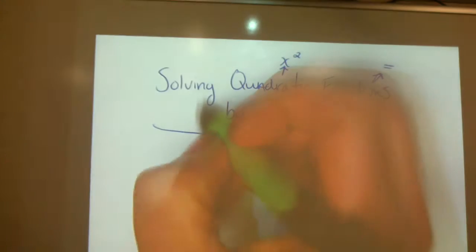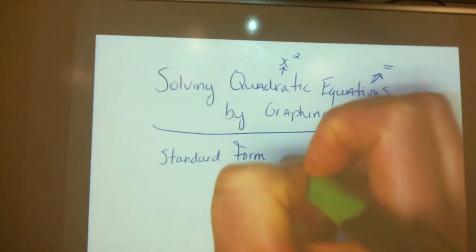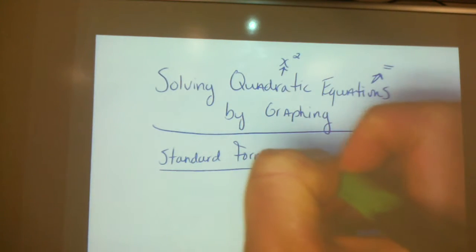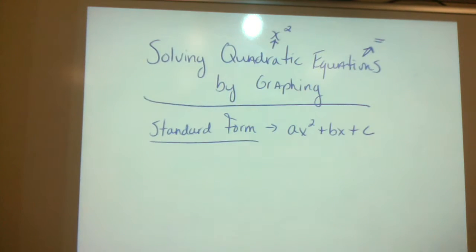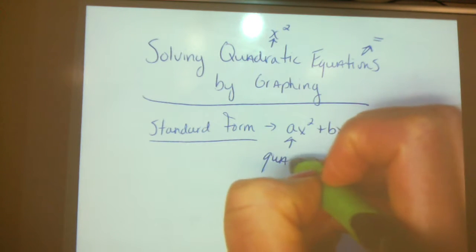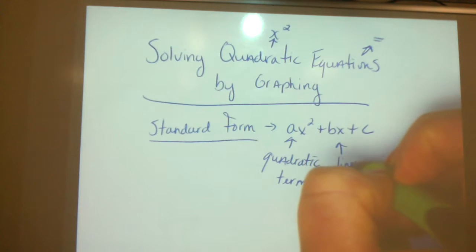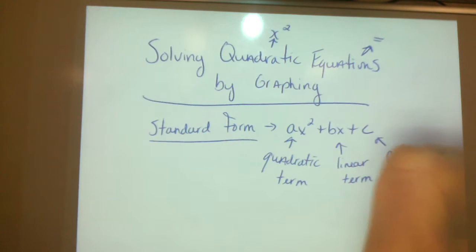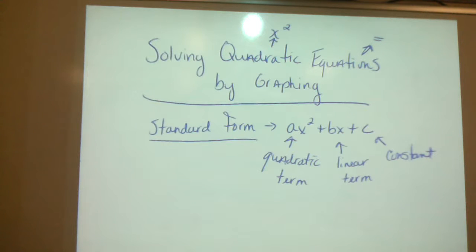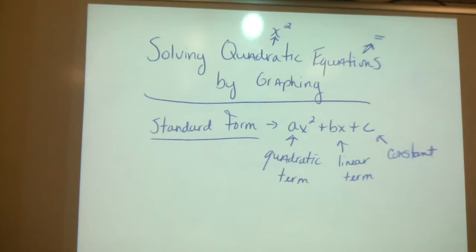So let's start off with the standard form of a quadratic equation. It is ax squared plus bx plus c. So the ax squared is the quadratic term. This is the linear term. And this is our constant, meaning there's going to be no variable attached to it. Now, a, b, and c are just numbers. What's important here is this x squared is the quadratic, x to the first power is the linear term, and then the c is the constant.